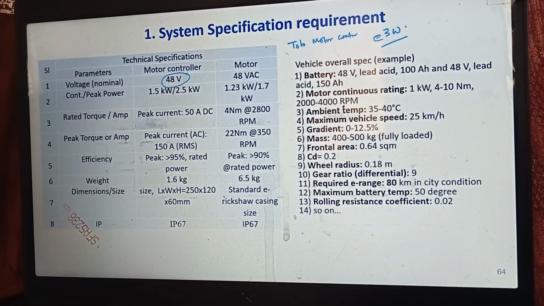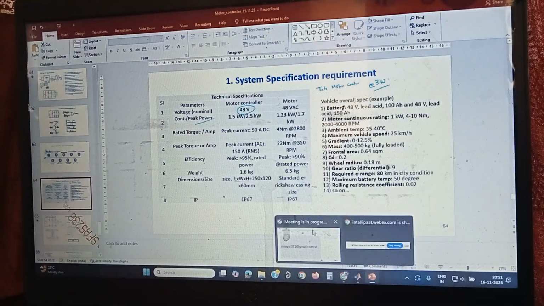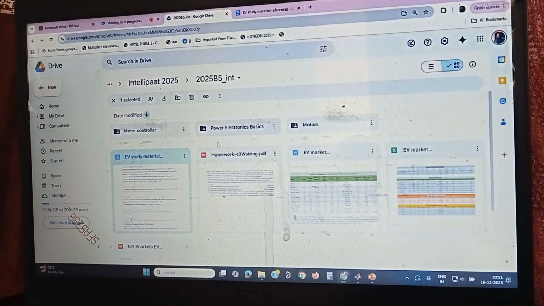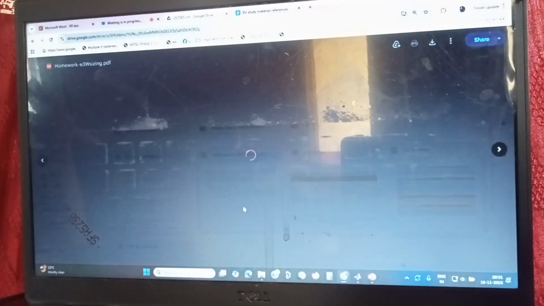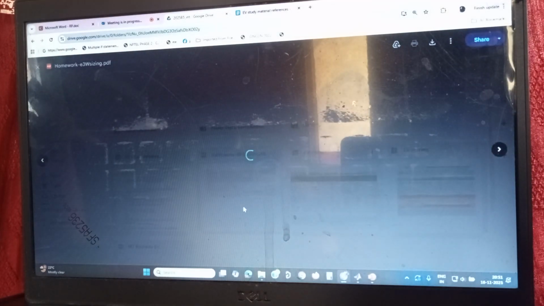Then comes power rating. What is the power rating that you need from the motor? Based on that, you have to calculate the power rating for the motor controller. Just a reminder, last week I gave you homework on how to decide ratings of an electric rickshaw motor: speed, torque, etc. I don't know how many of you did it. If you did it, you already know how we do these things. I did not receive any doubt from your end, so I understand that everyone has done it. Thank you very much for your kind support.